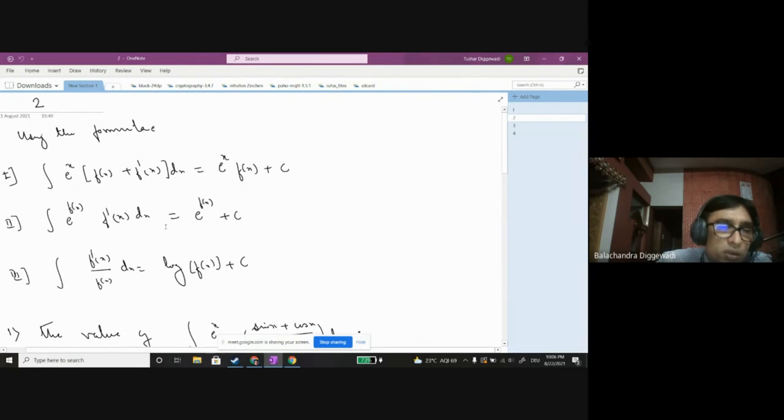So this one. Now the next two terms, we can think about. For example, if e raised to sin x into cos x, or e raised to cos x into sin x, or e raised to x square into 2x is there, then in such types of examples we can say that e raised to f of x plus the integration constant c is the answer. Most probably I have taken it in the next slide.